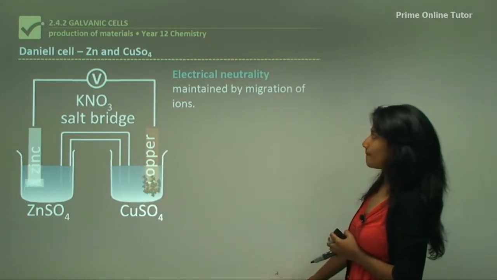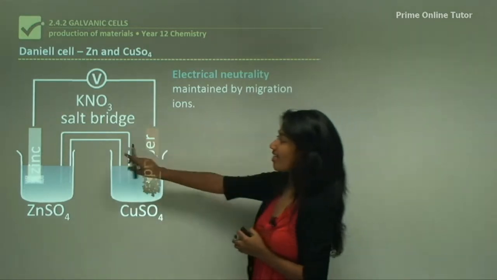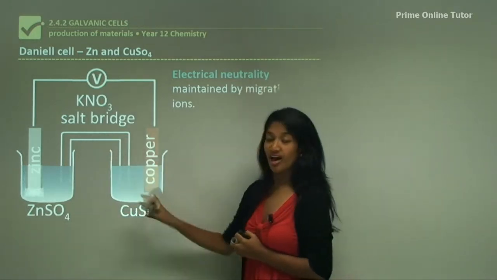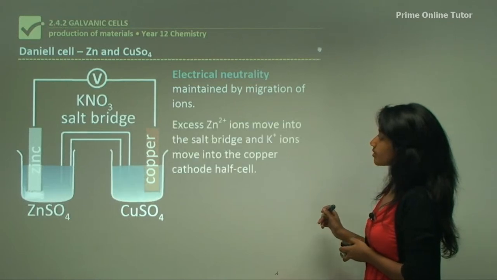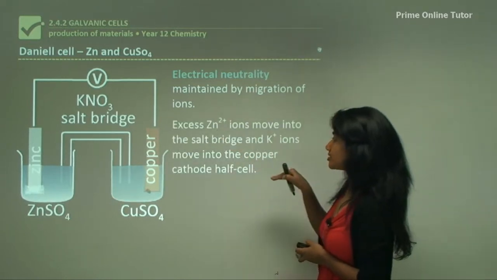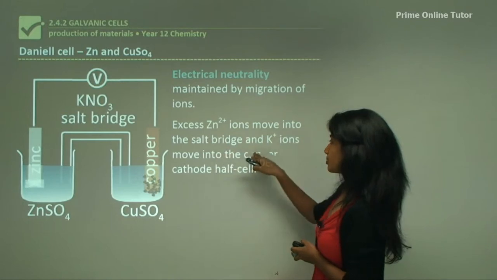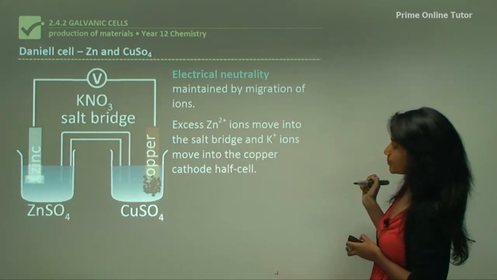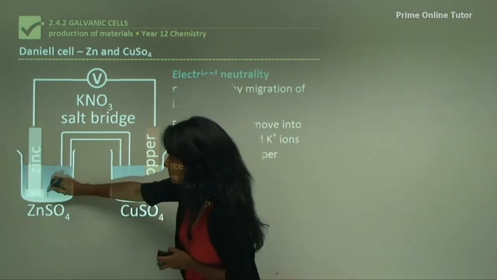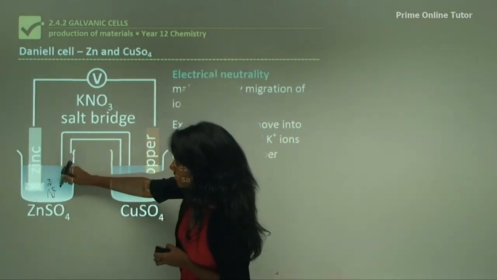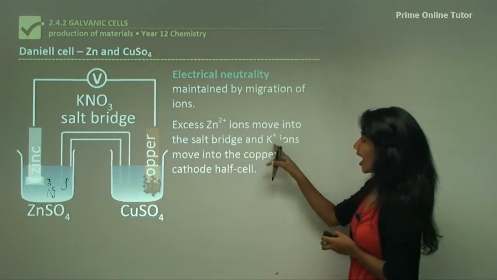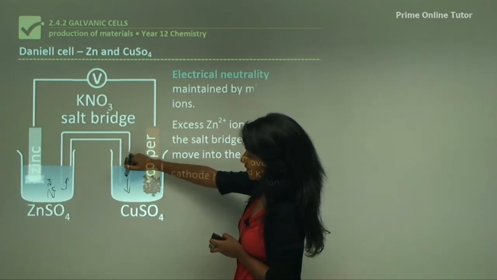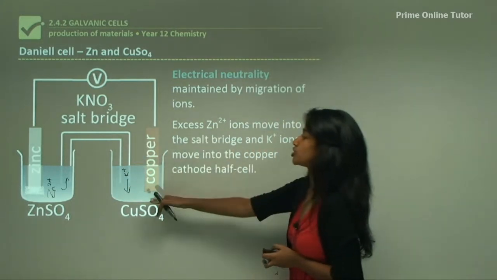Electrical neutrality is maintained by the migration of ions, and that is because of the salt bridge. So the salt bridge provides a medium for the ions to travel through. We have zinc ions moving into the salt bridge and the potassium ions moving into this copper cathode half cell. So the zinc ions are found here and they are moving into the salt bridge. And the copper ions, which are in the salt bridge, are being pushed out. So we have copper ions from there being pushed out that way.